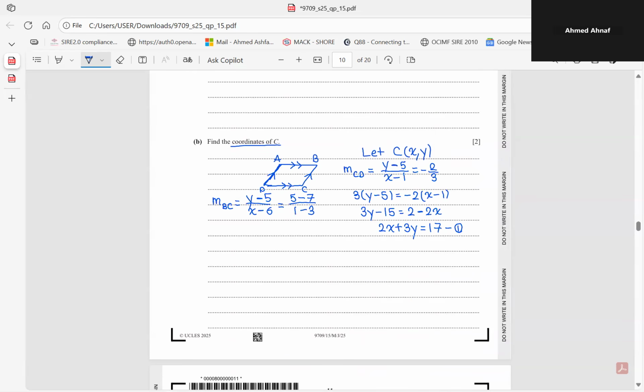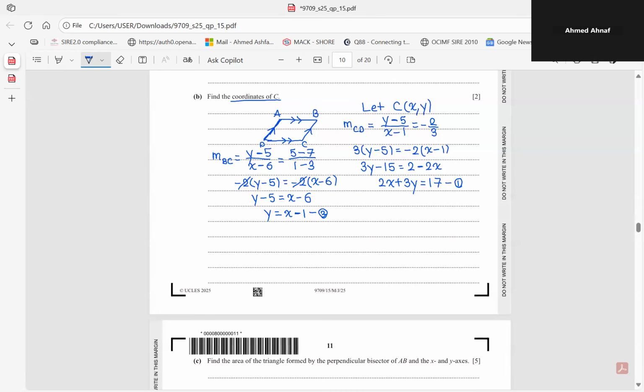Okay, so now we can cross multiply. 1 minus 3, that is minus 2. So minus 2 times (y minus 5) equals, 5 minus 7, that's also minus 2, times (x minus 6). So we can cancel out the minus 2's, and we get y minus 5 equals x minus 6. And now just make y the subject. So this would be x minus 6 plus 5, which is x minus 1. So this is our second equation, and now we can solve this simultaneously.